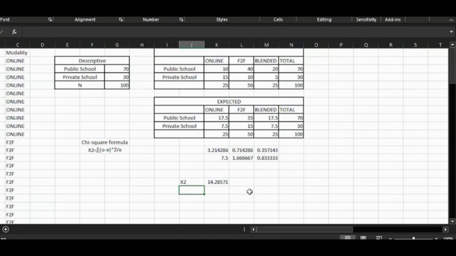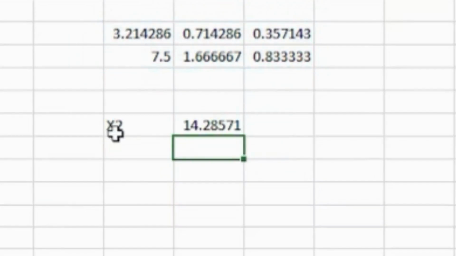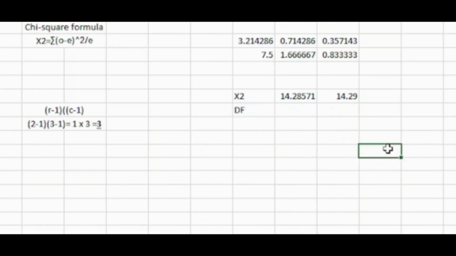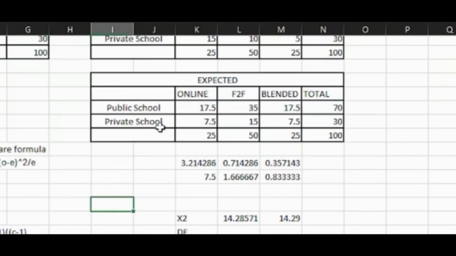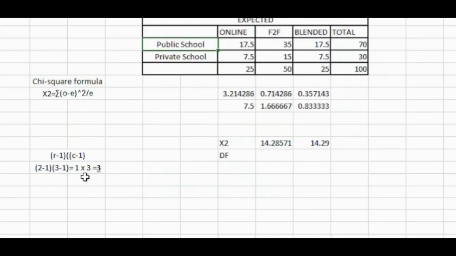What do we do then? First, type your chi-square result. Second, identify the degrees of freedom, which follows the formula of row minus 1 multiplied by column minus 1. In this case, we have 2 minus 1 equals 1 and 3 minus 1 equals 2. Therefore, we will have 2 times 1 equals 2. That will be our degrees of freedom.